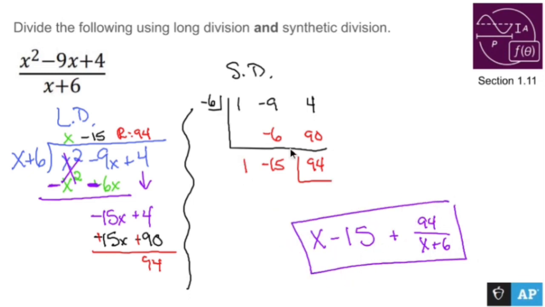Okay, and what that looks like here is you put 94 over x plus 6, you leave negative 15 on its own, you attach x to 1. But there you have it, long division, synthetic division, tons and tons and tons of fun.